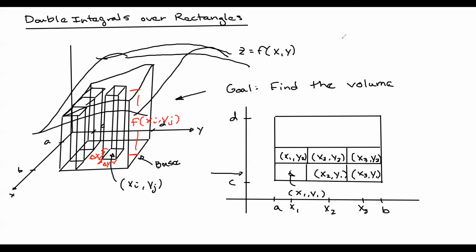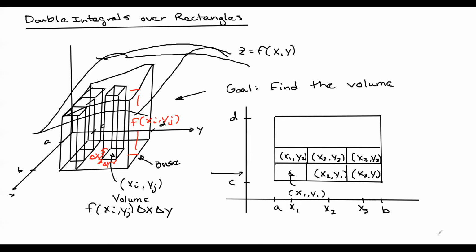All right. And so now if we take all that and put it together, you've got the height of the box, and you've got the width and the length of the box. That means you can find the volume of the box by multiplying them. So we get f of x sub i, y sub j, change in x, change in y. All right, and so that's the volume.